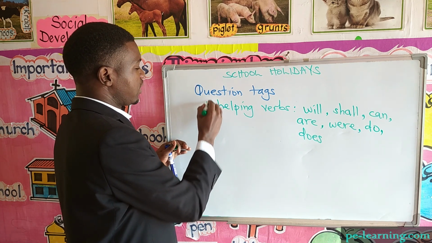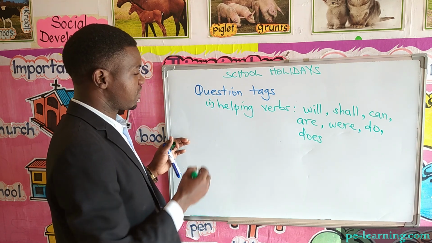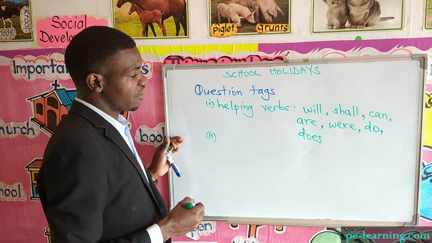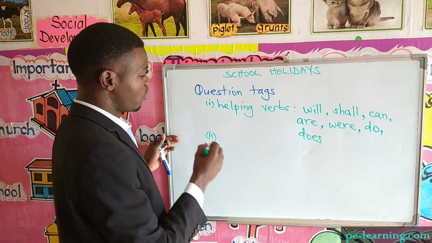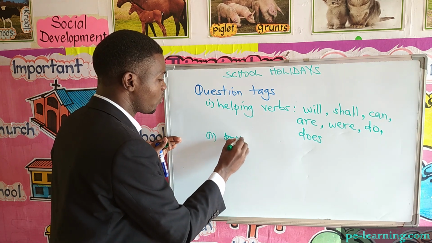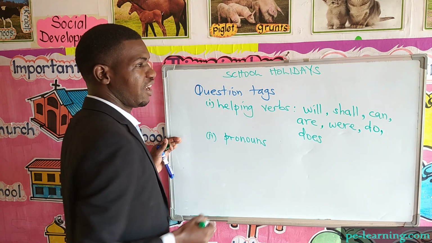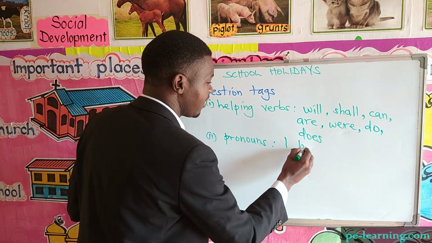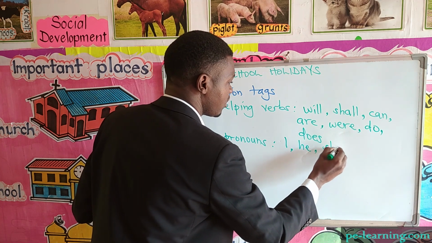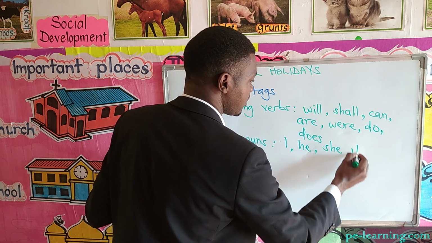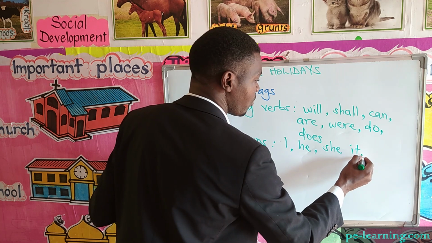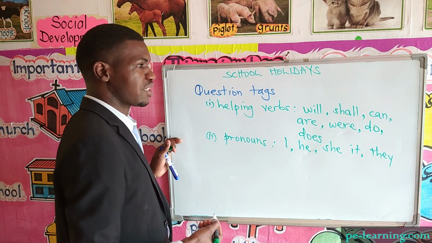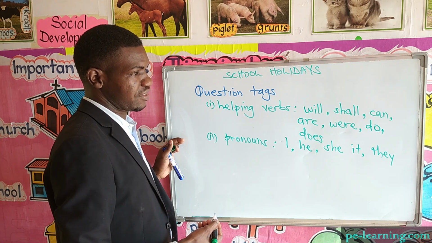I said we have two items you have to look at. One, the helping verbs, and then the second part, when you're writing question tags, we should be able to remember something to do with pronouns. And the pronouns that are very common: I, he, she, we have it, then we have those ones that are in plural, like we have they. So these are the pronouns that we use when you're writing question tags.